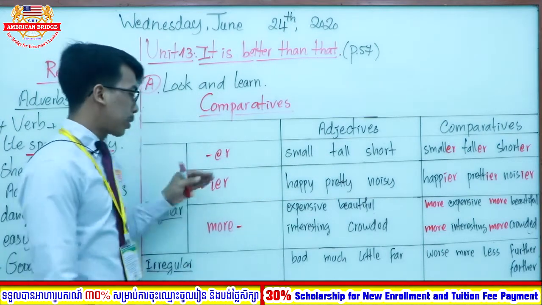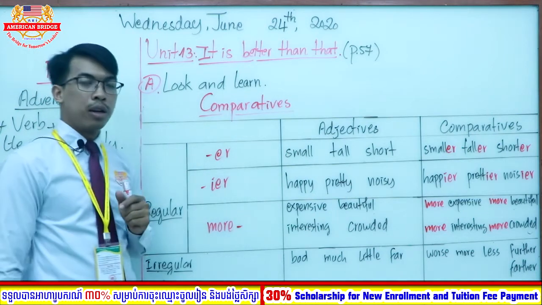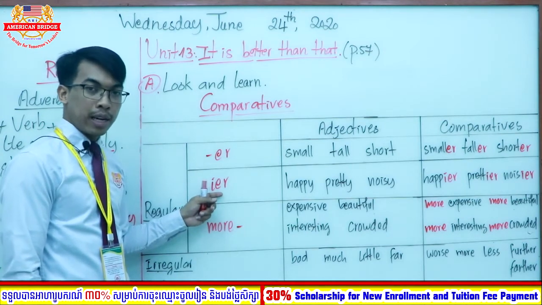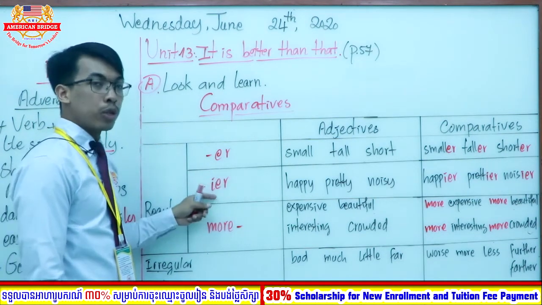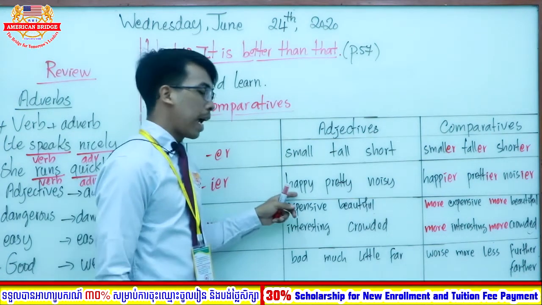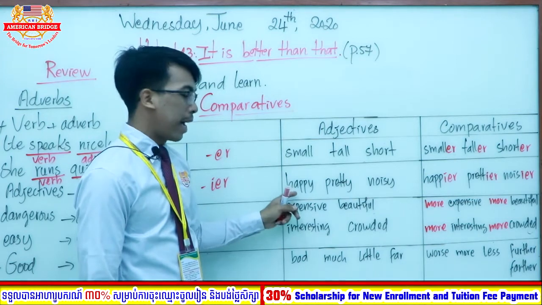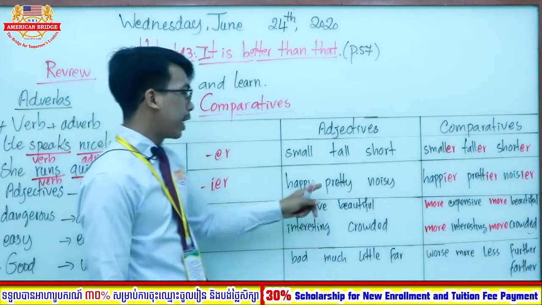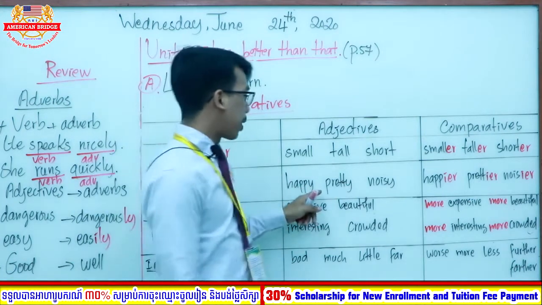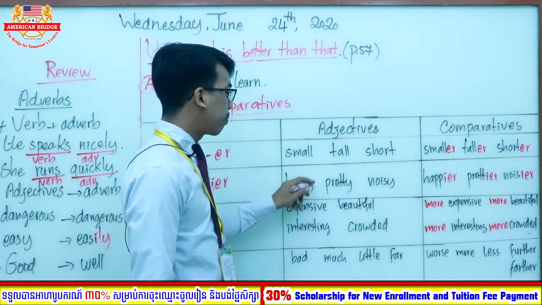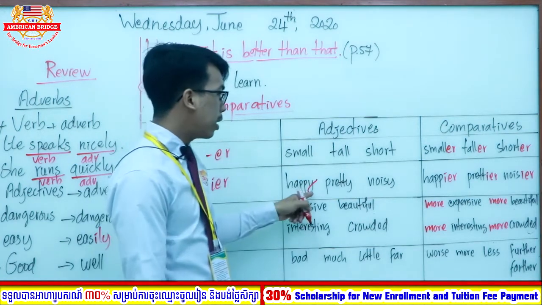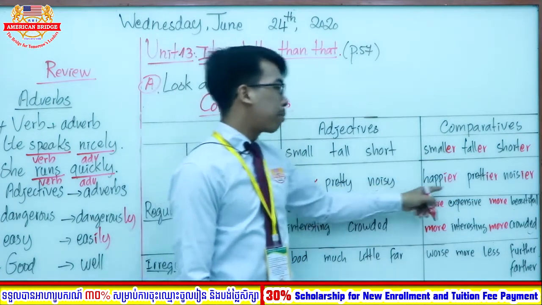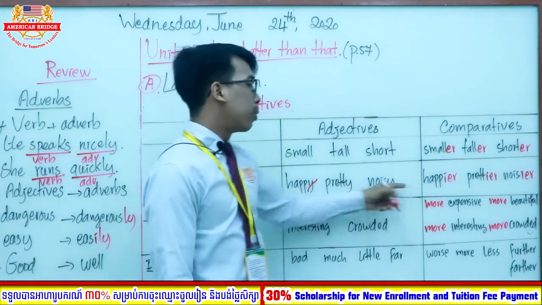Now let's move on to the next one. IER. Remember that it can be two syllables or less than two syllables. This one is for adjectives that end in y. So we have to change y to i and then we add er. Like the word happy. The word happy ends in y, so we change y to i and then we add er. It becomes happier.